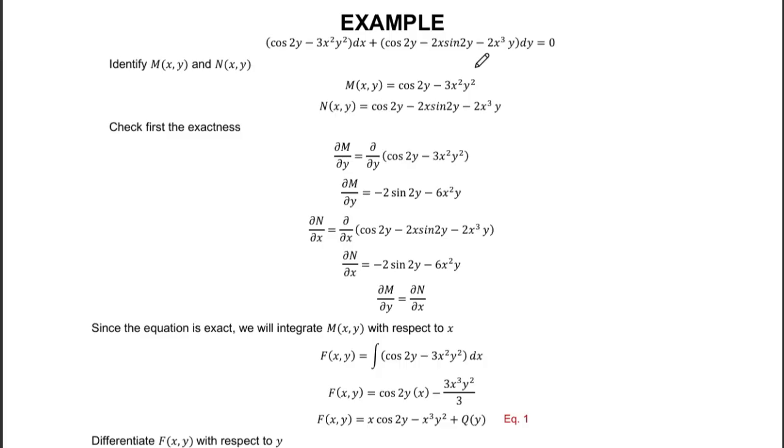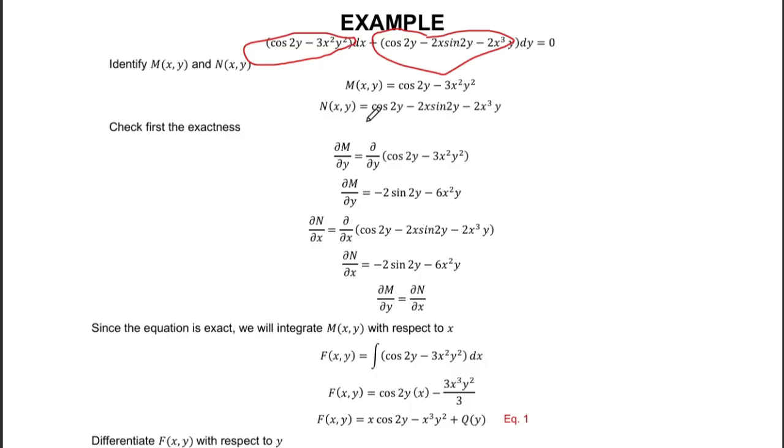First, we are going to identify the function M and the function N. So the function M of x and y is cosine 2y minus 3x squared y squared. This function is from what the dx has, and the function N is what the dy contains. So the function N of x and y is equal to cosine 2y minus 2x sine 2y minus 2x cubed y.